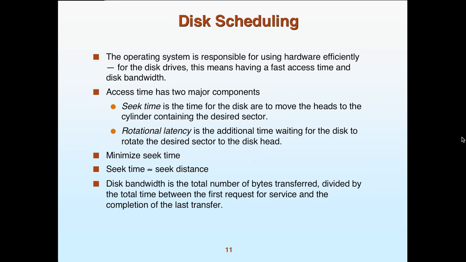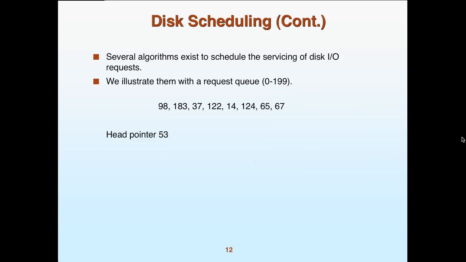We also want to maximize the disk bandwidth, only bring the sectors we need and bring the right sectors. So the disk bandwidth is the total number of bytes that are transferred divided by the total time between the first request for service and the completion of the last transfer. So that's a calculation that we're going to do in terms of the total bandwidth requirement.